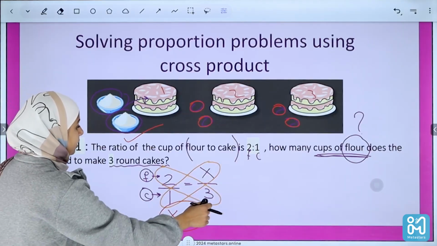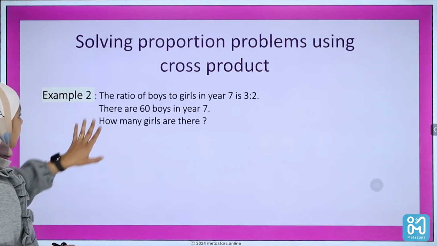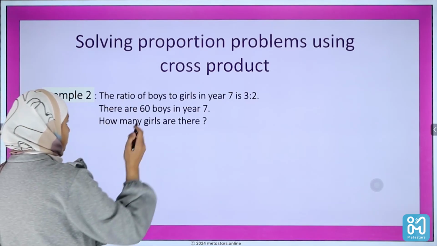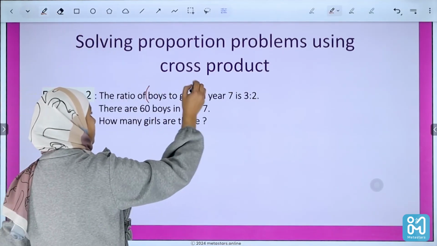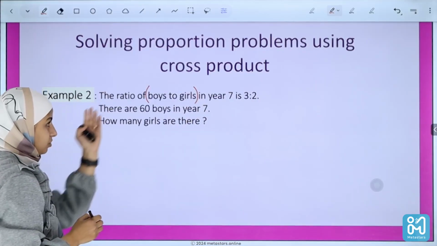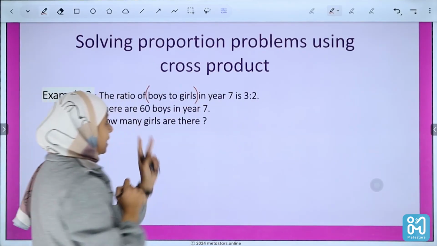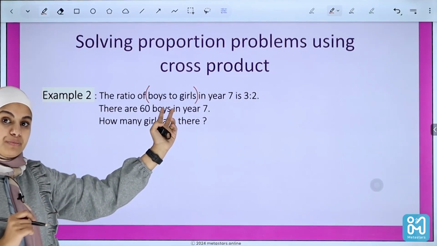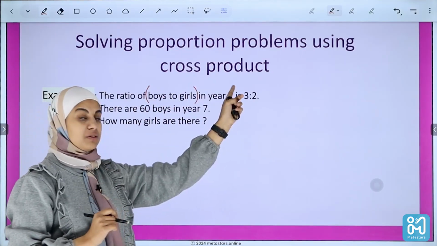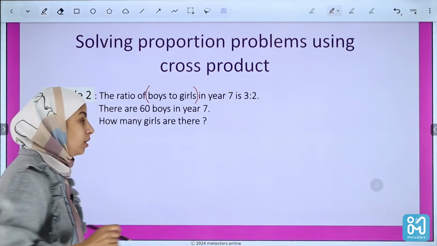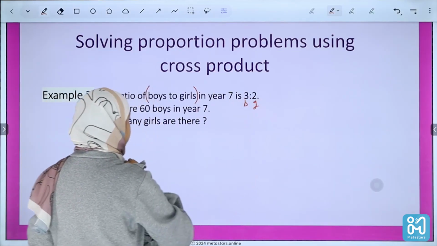Okay. Let's solve more examples about proportion. The ratio of boys to girls. So this is the statement that is linked to the ratio. Boys to girls. Actually, the order matters in the ratio. If it was girls to boys, the first number would be for the girls. Boys to girls, so B to G.